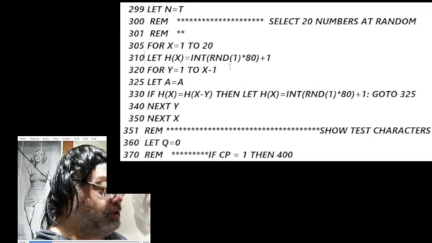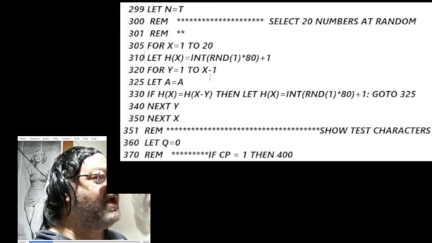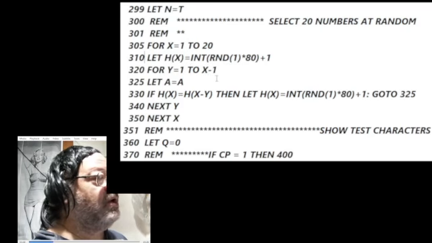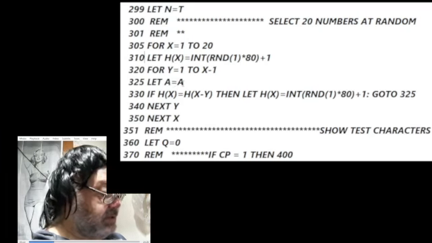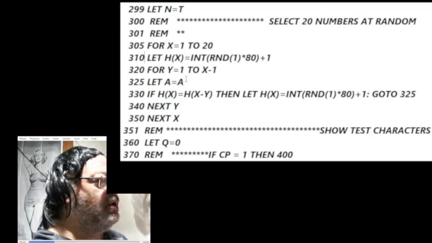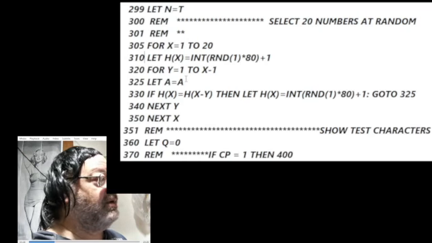Because right here, LET HX equals INT RND 1 times 80. FOR Y equals 1 to X minus 1. It's picking a random number, and it's going to go to the random number minus 1. Now this command here, it looks like just a LET A equal A. I don't know what that does.